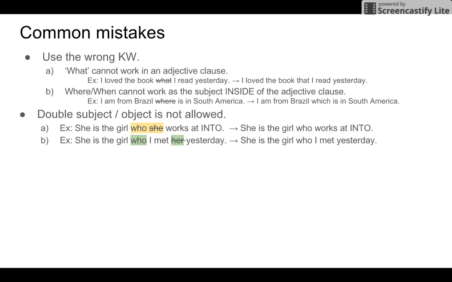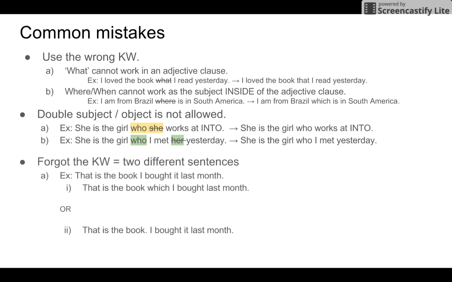It's replacing the object. She is the girl who I met yesterday. And sometimes students forget the keyword, which means that they actually should be different sentences. If we look at this incorrect example, the example has a problem. That is the book, I bought it last month. You have two ways that you could fix this.